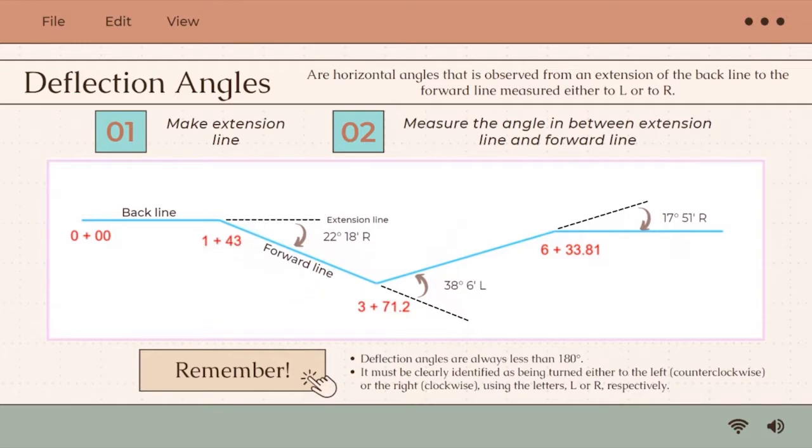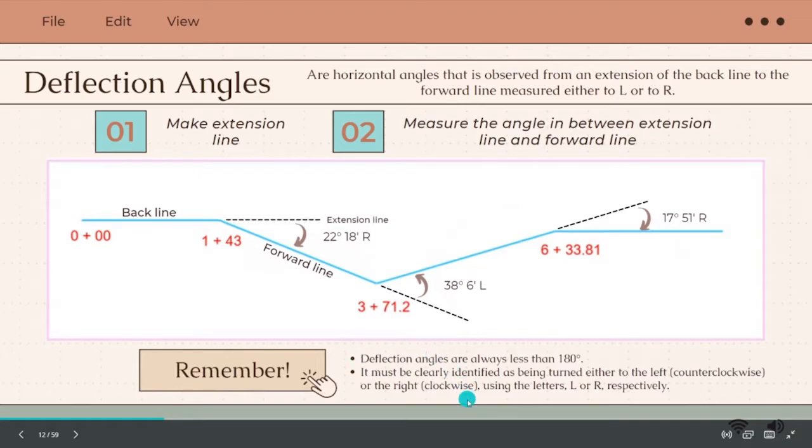And for our example, we see measurements 22 degrees and 18 minutes R. R refers to the direction in which we measure the angle. Since we started from the extension line going to the forward line, R then moves in the clockwise direction. So similar to the first station, the back line will be extended. However, the forward line of the previous station will now become our back line, and from the extended back line of the new station, the deflection angle can be measured by measuring the angle between the extended line and the forward line. Since the direction is going to the left, L refers to the counterclockwise direction, thus obtaining 38 degrees and 6 minutes L.